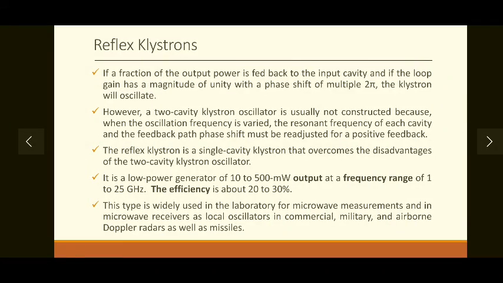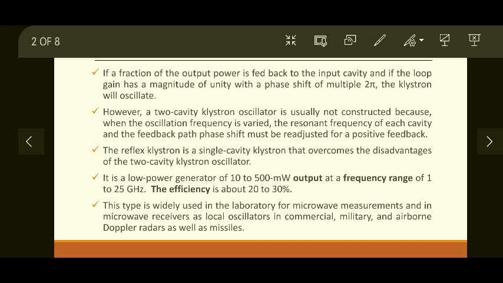The previous klystrons that we have seen, that is two cavity and multi-cavity, both are primarily used as an amplifier. They can also be used as an oscillator. So what do we require to make these klystrons an oscillator? If a fraction of the output power is fed back to the input cavity, that means giving positive feedback, and if the loop gain is unity with a phase shift of 180 degrees or 2 pi, obviously the device will oscillate. This concept we have already seen in the previous semesters.